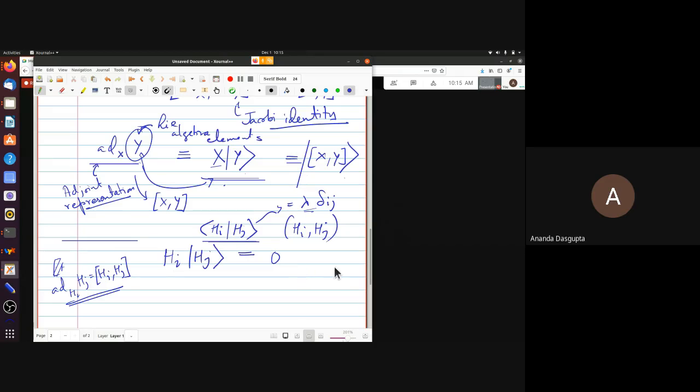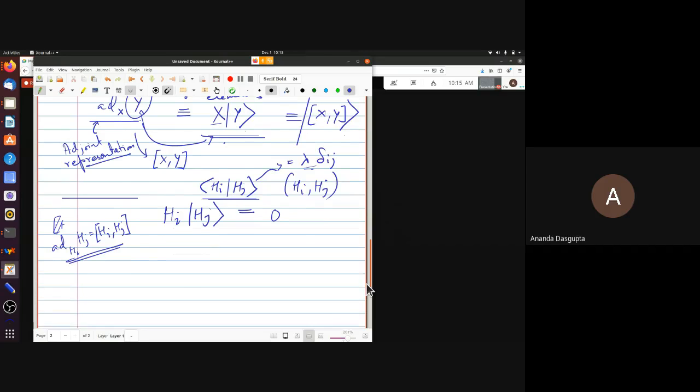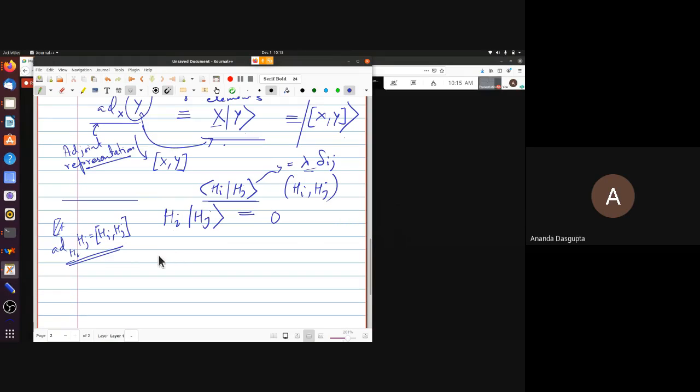Okay. Now, coming back to, let me just quickly use the ad notation just to say what this really tells you. This commutator is 0, right? Because this is actually ad of H_i acting on H_j.